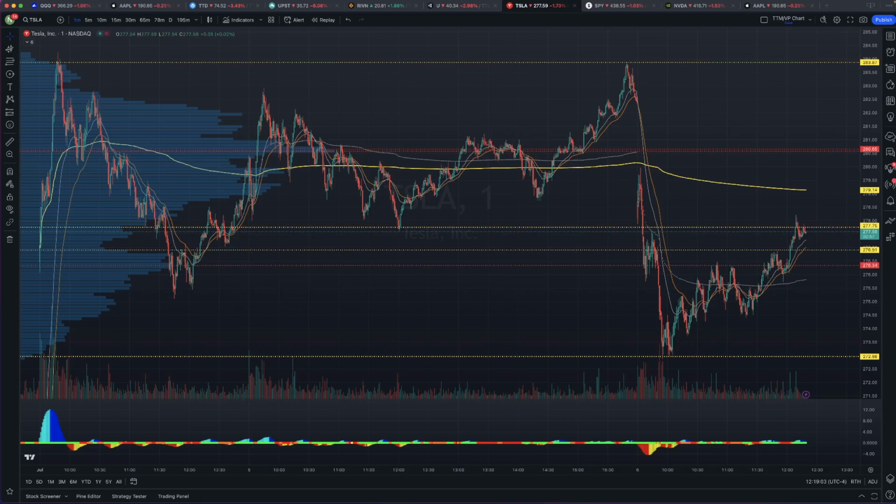Give me some levels here. Okay, we're going to first start seeing, we've got 277.75, 279. So 277.75. If we get above that, where do we start seeing our first potential level of resistance?